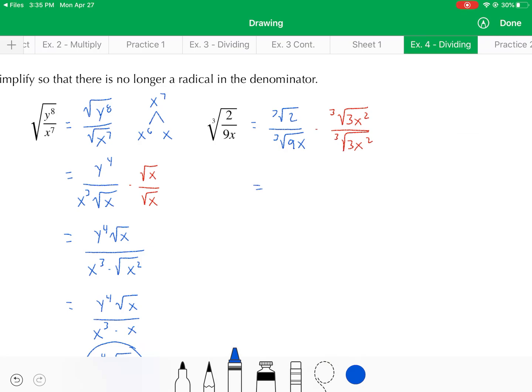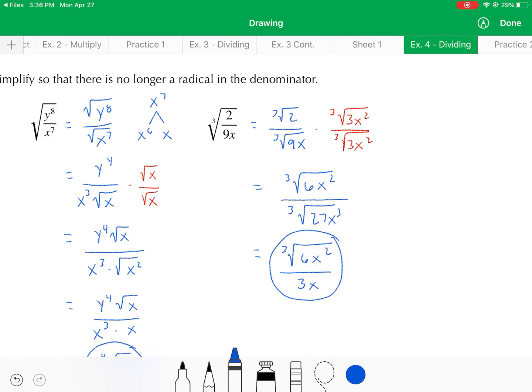Okay, that's going to give me cube root of 6x squared in the numerator over the cube root of 27x cubed in the denominator. And that'll give me cube root of 6x squared over 3x. Notice the radical is clear now in the denominator. And we are simplifying. Okay.